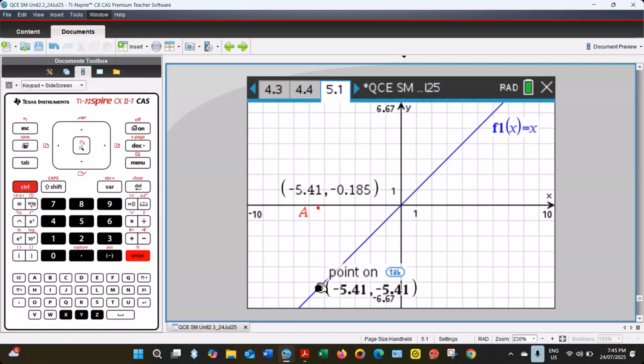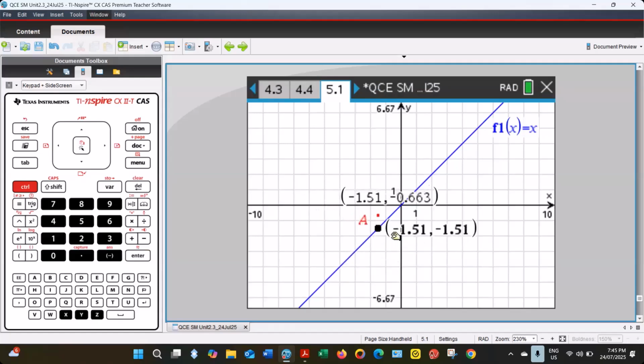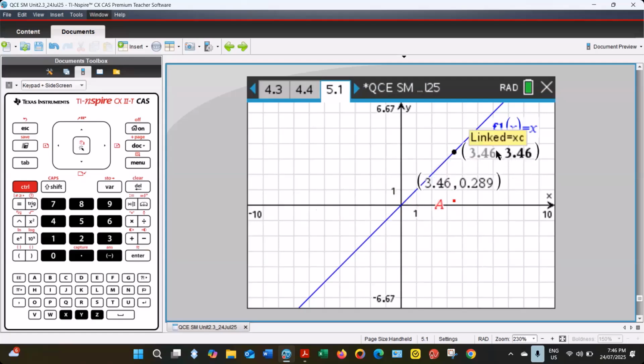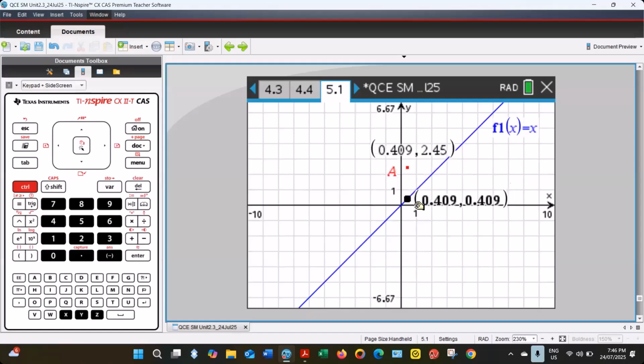Now, if I move the point along the line, we see that the point A, which has the reciprocal y value, moves accordingly. And you can see the relationship between the coordinates. So it's a pointwise approach to understanding how the inverse graph works. And we see that as we get closer and closer and closer to zero, the point A gets larger and larger because it's one on a very small number.